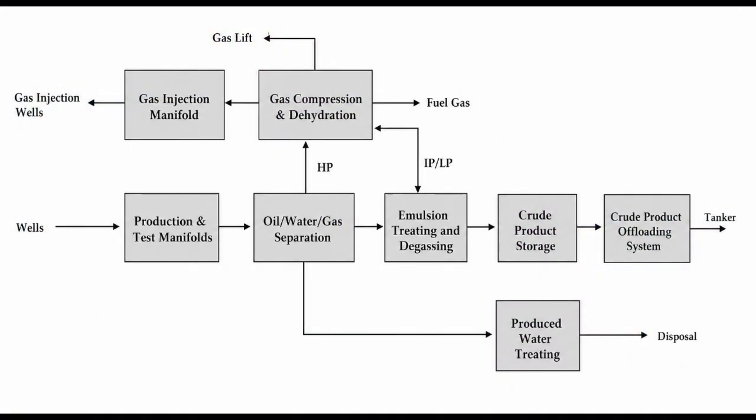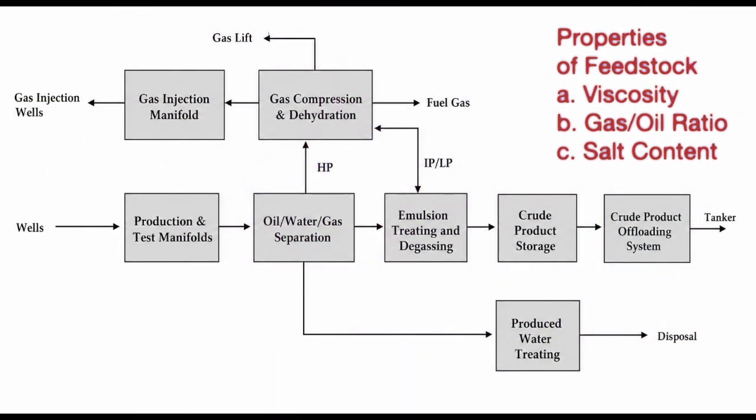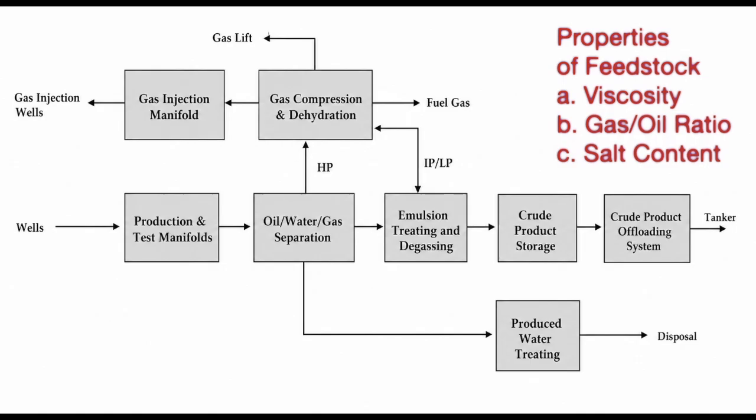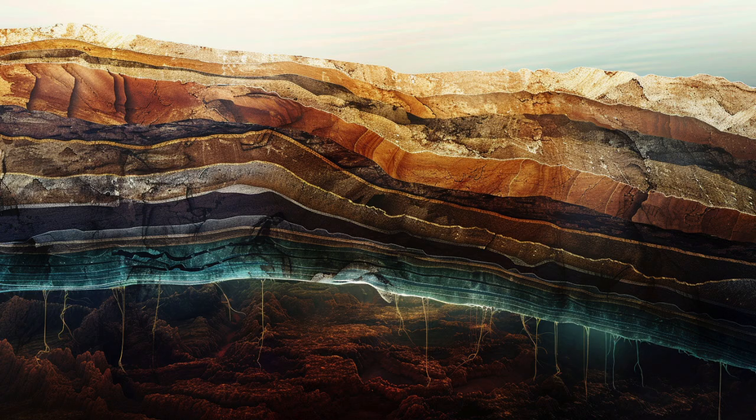Now, before you draw anything, you need to understand what you're processing. In oil and gas, we call the incoming fluid the feedstock. It could be crude oil, it could be a mix of oil, water, and gas. But here's the thing most people don't realize. The feedstock is not constant. Its properties, viscosity, water content, gas-oil ratio, all of these change over the life of the field because the fluid comes from underground, from the reservoir. And the reservoir does not report to you.